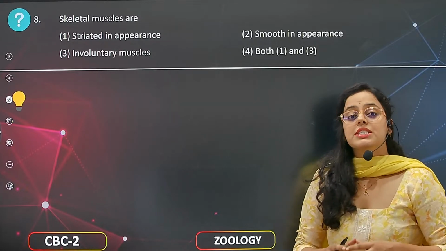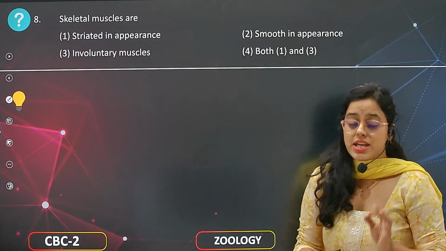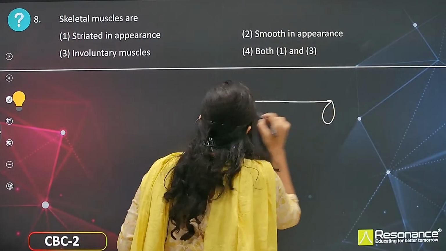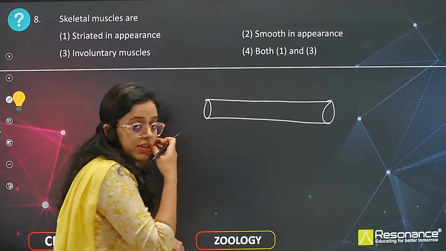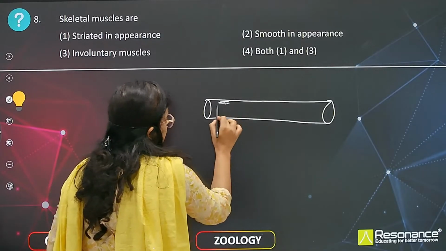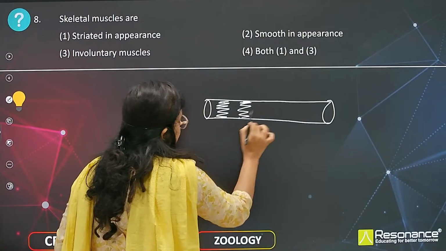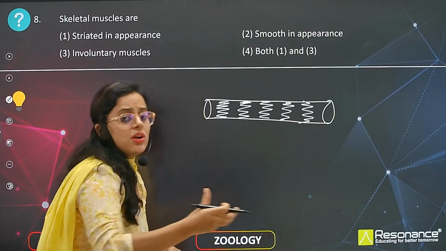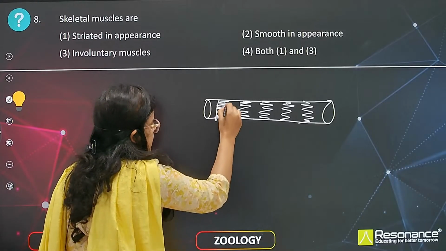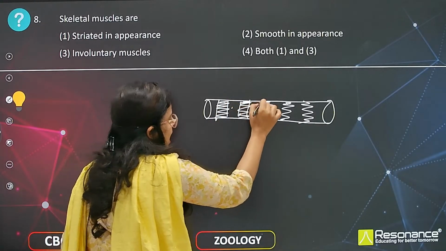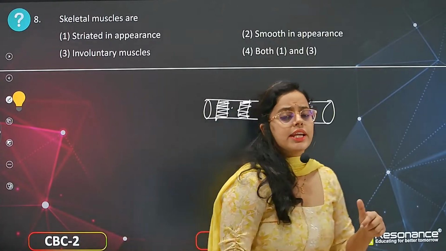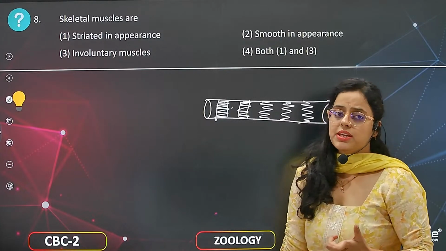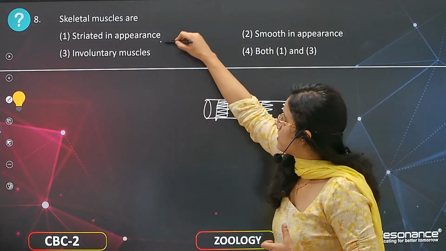So here the skeletal muscles are striated in appearance. What are striations? Striations means a regular pattern of light and dark bands. Different types of colors are present in a regular pattern. If you see, this is the dark color and this is the light, dark, and light. This dark and light appearance causes skeletal muscles to appear striated. So the answer is going to be striated.